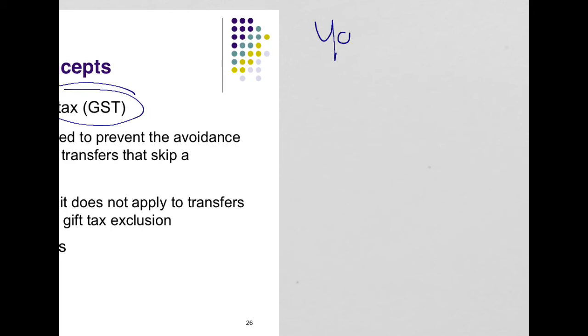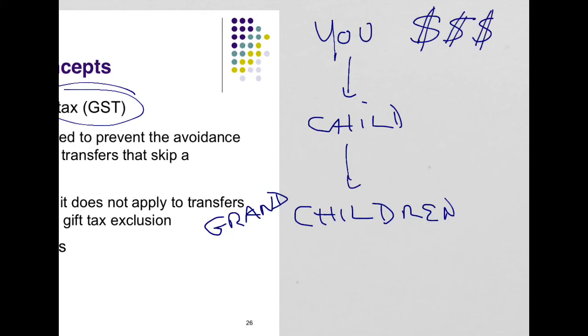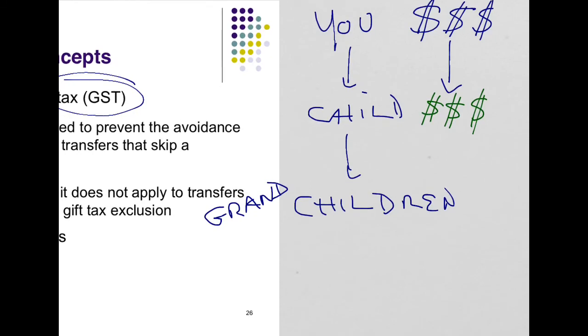Suppose this is you, and here's your child, and your child has children, which will be called grandchildren. That's the way life goes. And you've got money up here, and you got a lot. And it's going to be subject to estate tax. And you know that if you pass it here, it'll be subject to an estate tax here. In other words, the estate tax is on the transfer from here to here, whether it's lifetime or at death.